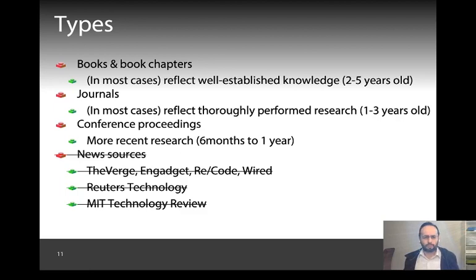Now, there are also all sorts of other news sources, and by news sources, I do not mean the popular public broadcasters such as BBC and CNN, but there are more specialized ones when it comes to science and technology. There are more popular ones such as The Verge or Engadget or Wired, but there is also, MIT has its Technology Review, Reuters has a special broadcasting service when it comes to technology, and there are many more. But typically, we're not looking at this type of sources. Typically, we're looking to finding books or book chapters, journals, and conference proceedings.